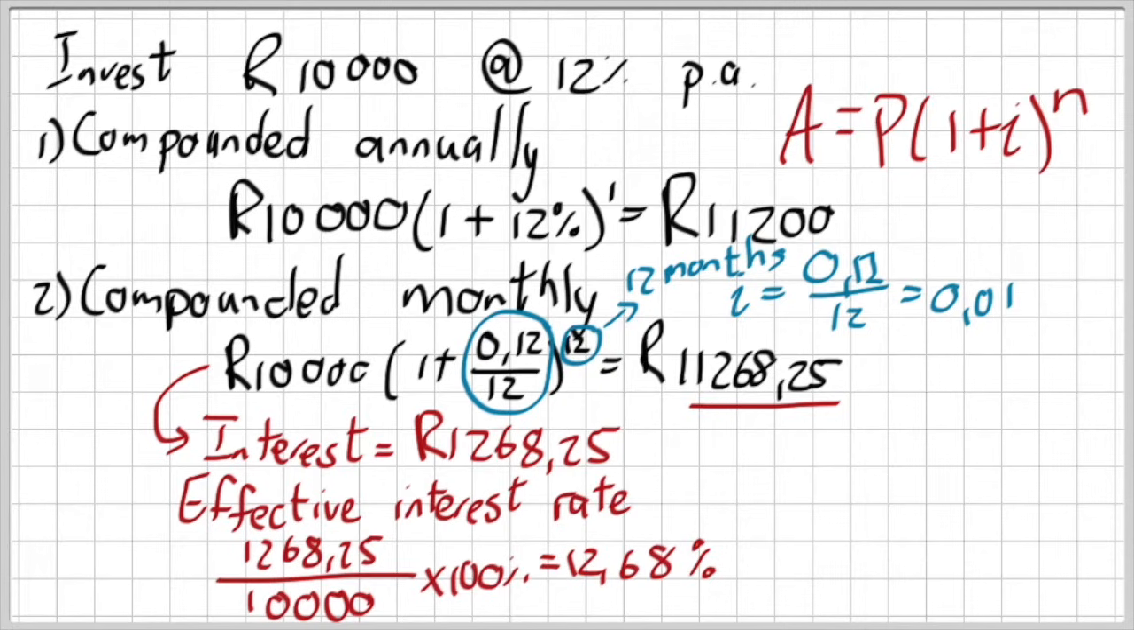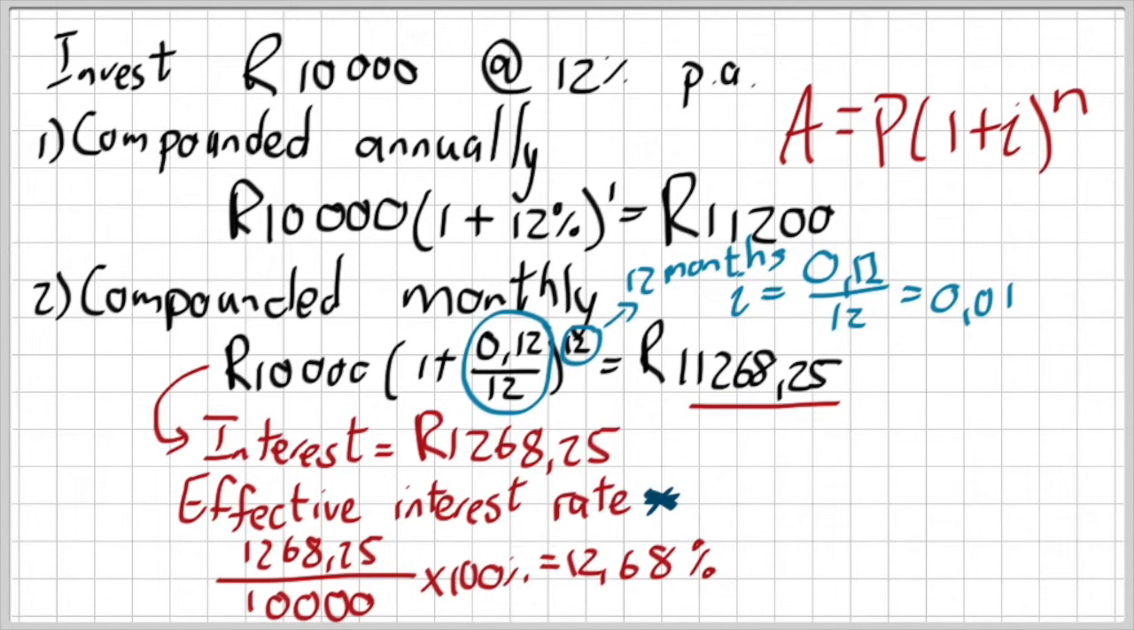Understand what is happening here, ladies and gentlemen. Although the interest rate said 12%, it doesn't actually grow by 12%. It grows by 12.68%. And we call this the effective interest rate. So there's the difference between nominal 12% per annum, compounded monthly, but effectively it grows at 12.68%.